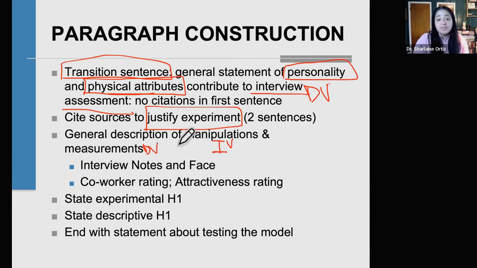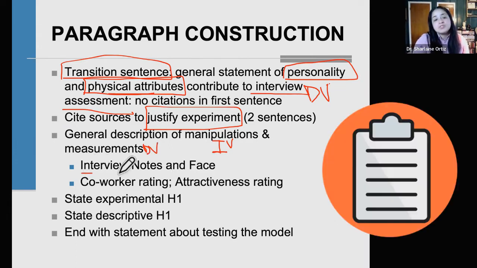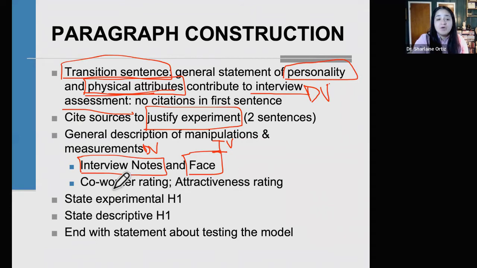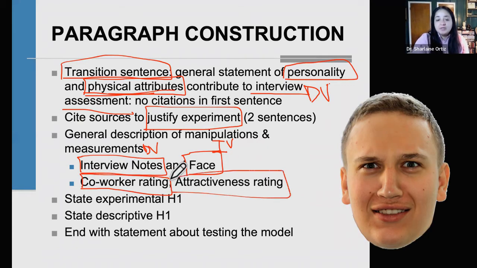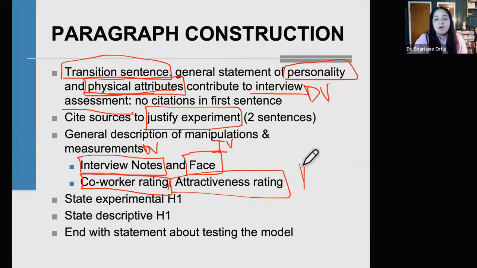Remember that in this scenario, we were looking at the interview notes. We were trying to ascertain whether or not the coworker rating and attractiveness rating, for example, our dependent variables, were indeed impacted by the influence of that independent variable.